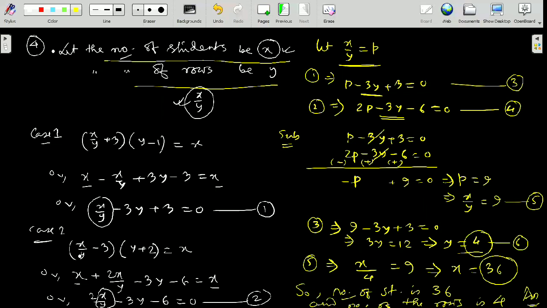One thing is, it is also asked to find the total number of students in the class. Since you have to find out the total number of students, I want to write this on the right side, in this corner. What will be the total number of students?